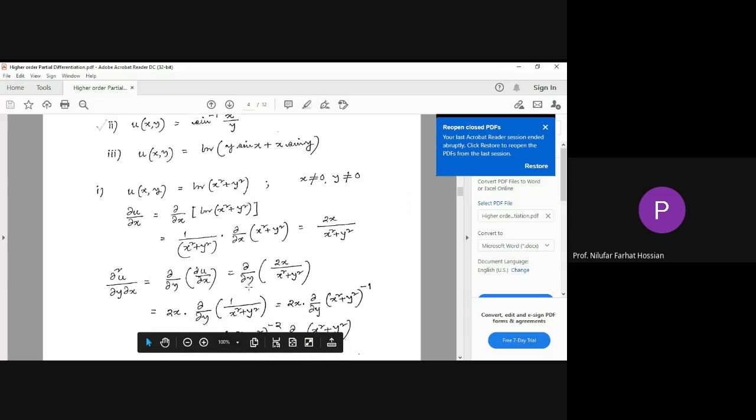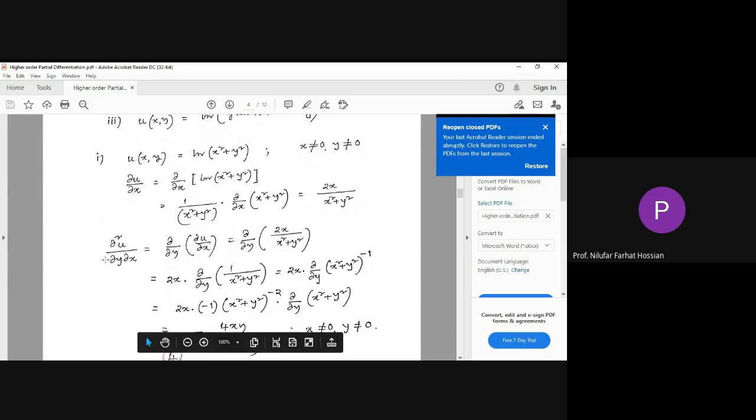Now we will perform the differentiation with respect to y. So del square u by del y del x, it will be del y of del u by del x. That means del y of this thing.